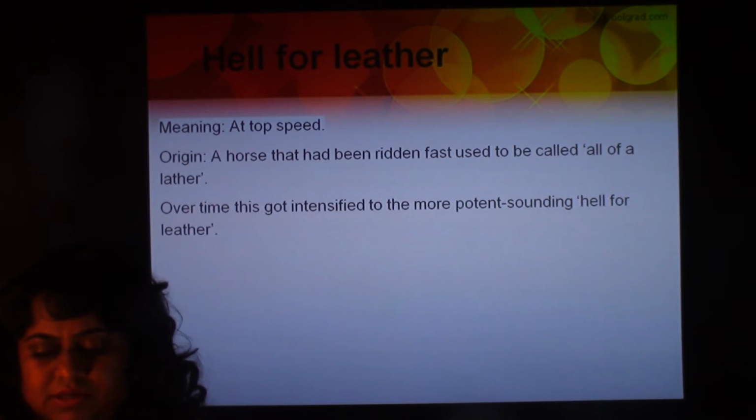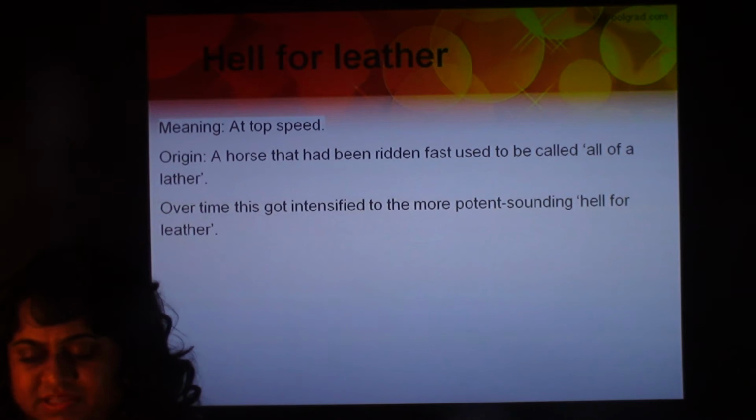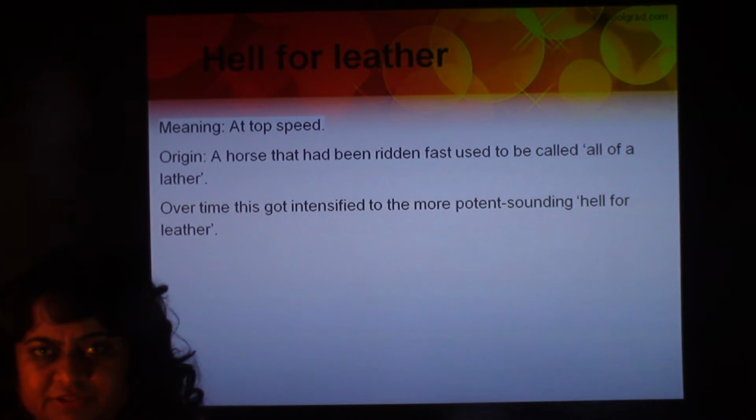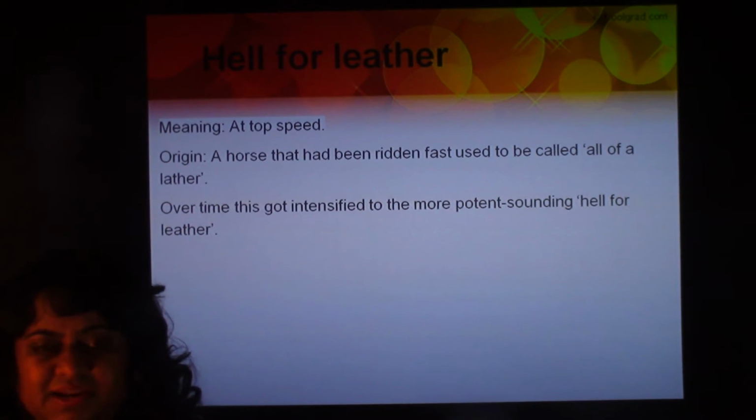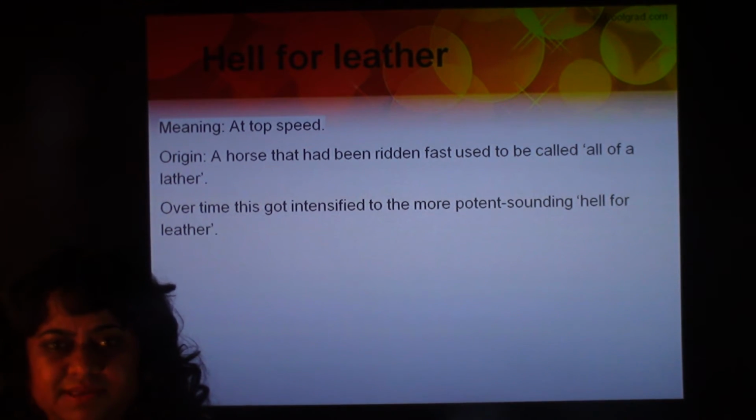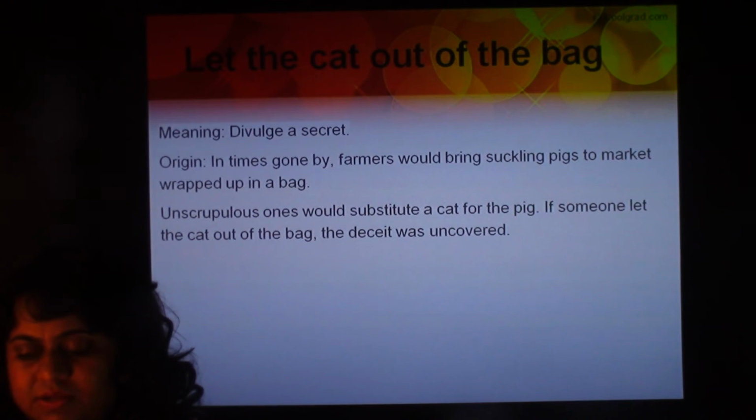Hell for leather means at top speed. A horse that had been ridden fast used to be called all of a lather. That's a racing term. Over time, this got intensified to the more potent sounding hell for leather. They would say that horse is all of a lather, but gradually they corrupted the words and said that horse is hell for leather. It just means it runs at top speed. Anything that goes at top speed is hell for leather. That's the origin of this phrase.